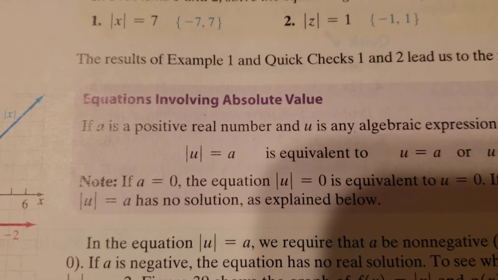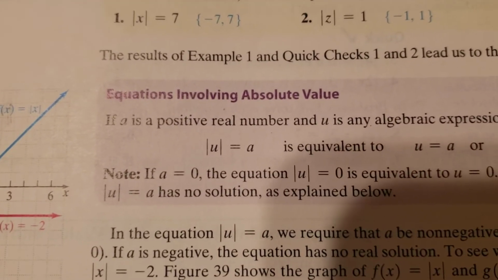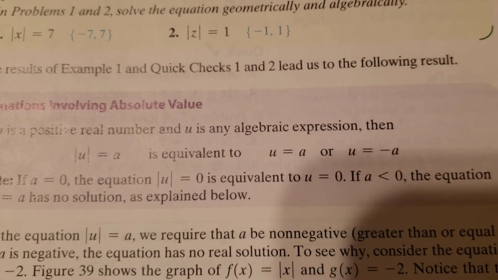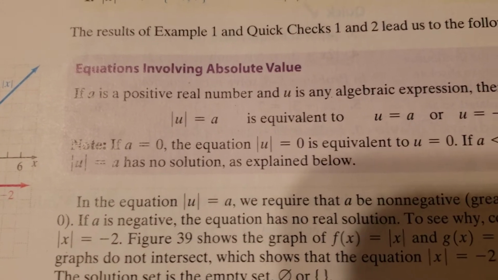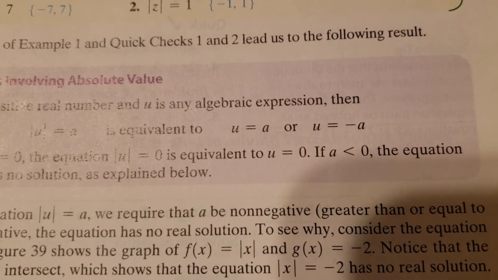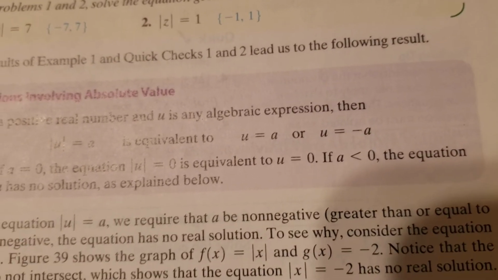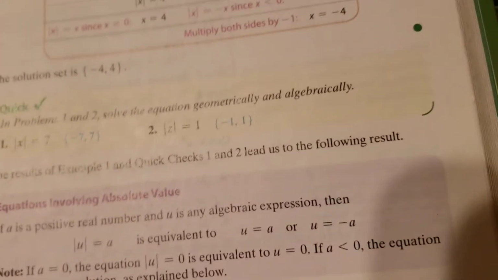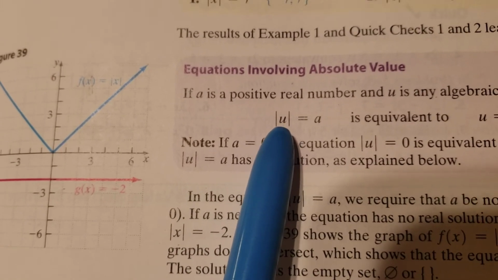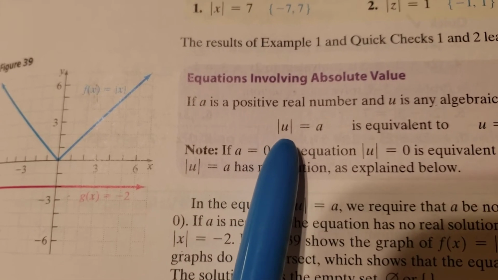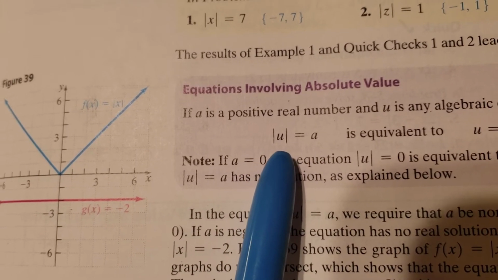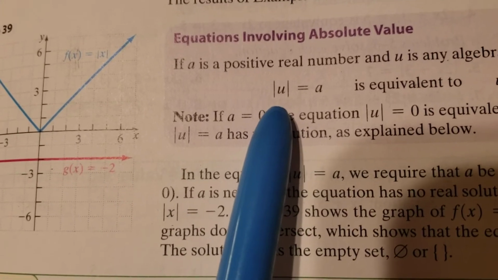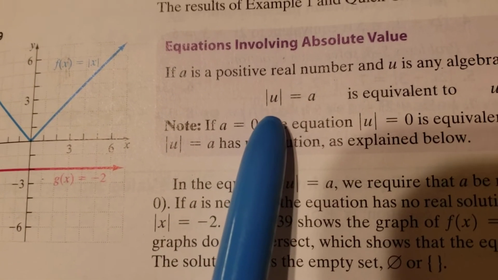equations involving absolute value. If a is a positive real number and u is an algebraic expression, then the absolute value of u equals a is equivalent to, and then he writes this out. All right, this is true, but what are we actually talking about when we say u? What we're really talking about is the argument of an absolute value function. So I don't disagree with what the author is saying here, but I think he's really missing an opportunity to start talking about this concept of the argument.